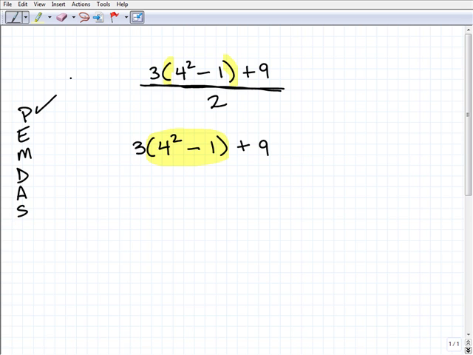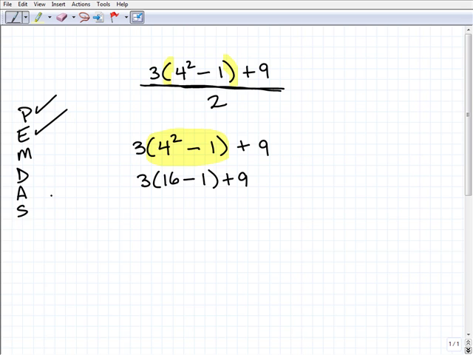So I just did P. I'm looking inside of parentheses. Now I'm looking for exponents, and then I'm going to go through multiplication, division, addition, subtraction. And you can see here I do have some exponents. I have a power, and that's that 4 squared. So I'm going to do that next. So that's going to be 3 times (16 minus 1) plus 9.